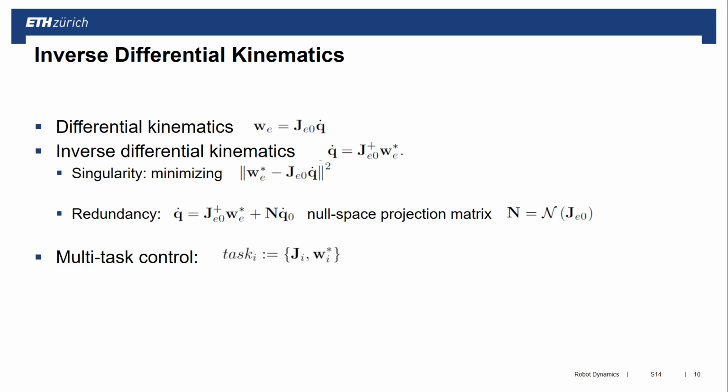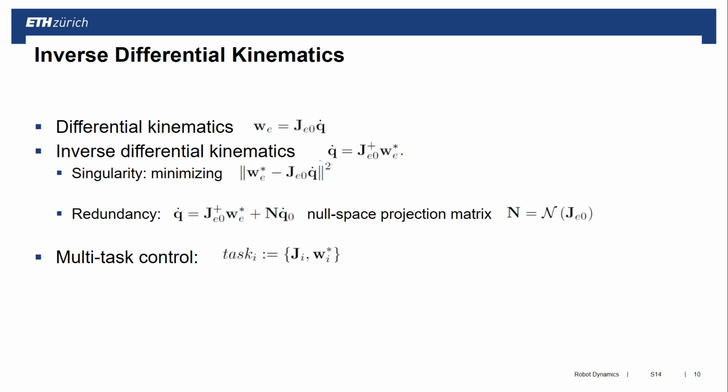Then we went towards multitask control. So if you have too many degrees of freedom, obviously I can fulfill multiple tasks. So not only tracking my end effector, but maybe also making sure that my center of gravity remains within a support polygon, my joint moves with a certain velocity, whatever. There's multiple tasks that I can fulfill. And we saw that every task is described by a Jacobian and a desired end effector velocity.